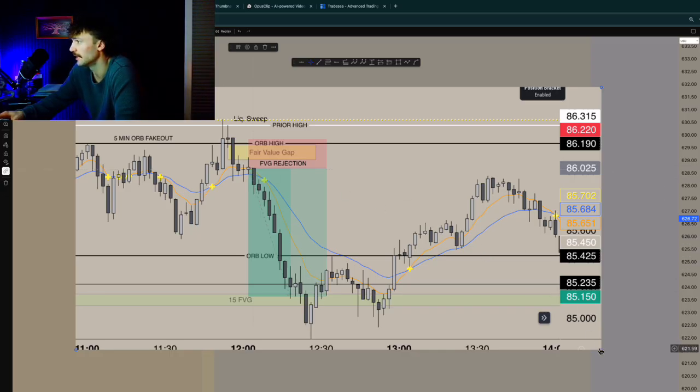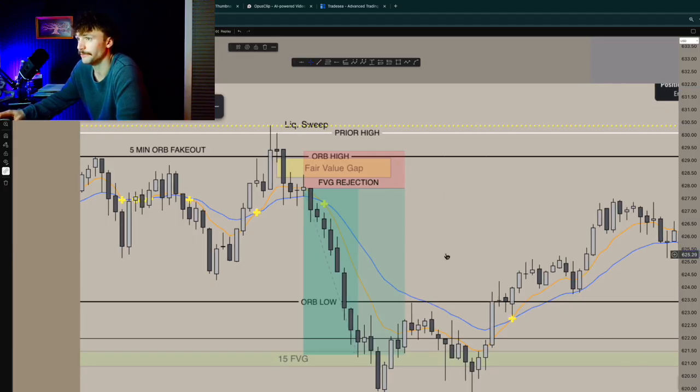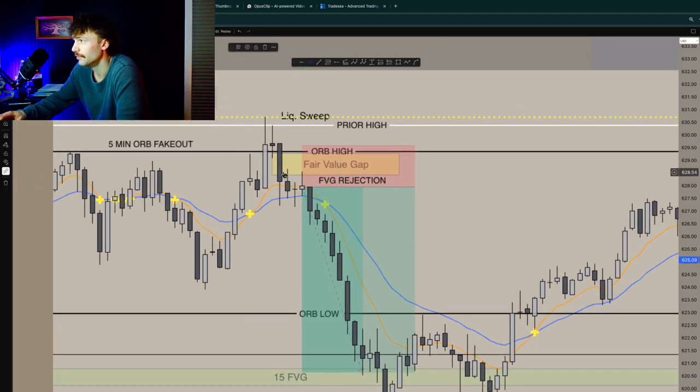And I'm going to actually make this a lot bigger for you guys so you guys can see exactly what I'm talking about. So we go ahead and take this entry out of the fair value gap. We see this fair value gap get created, and this is actually a 3-minute fair value gap, but I'm on the 2-minute time frame right here, so the fair value gap is just slightly bigger. Now, we do get this rejection out of the fair value gap.